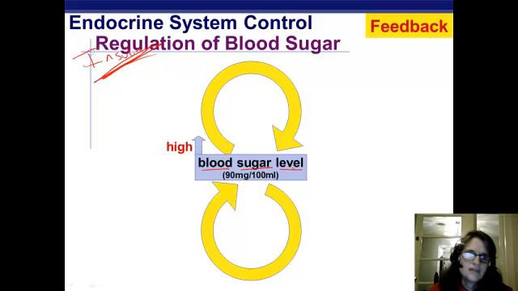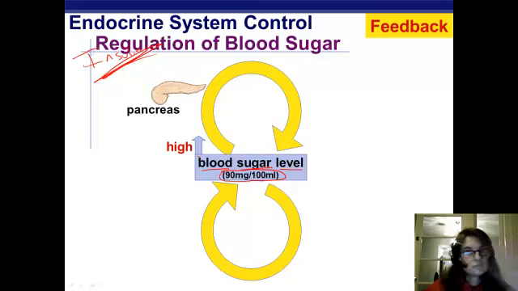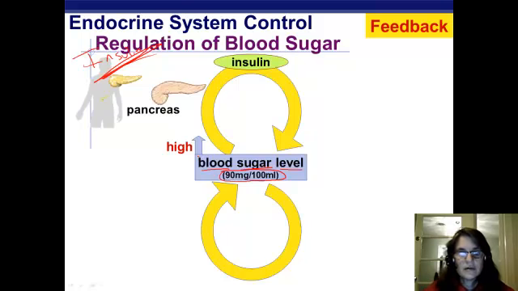Okay, if your blood sugar level in your body gets too high, you can see that it's supposed to be maintained at around 90 milligrams of glucose per 100 milliliters of blood. Okay, your pancreas is designed to recognize that your blood sugar level is getting too high. If it does, the pancreas will secrete insulin into your blood, a hormone.